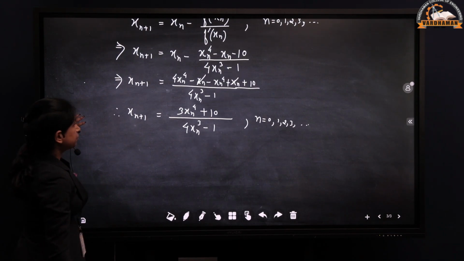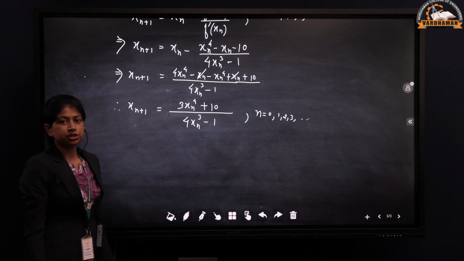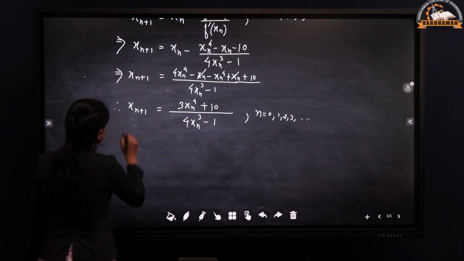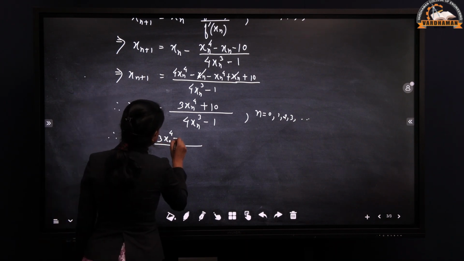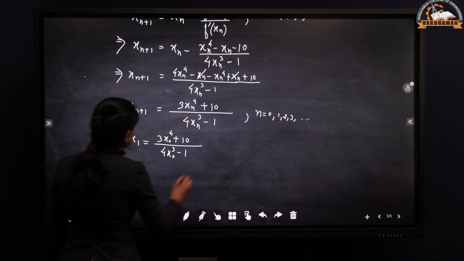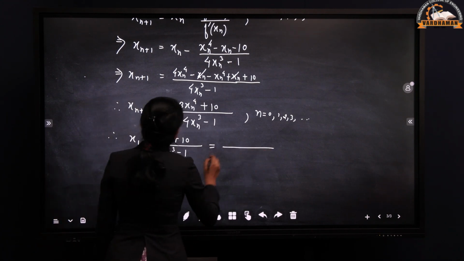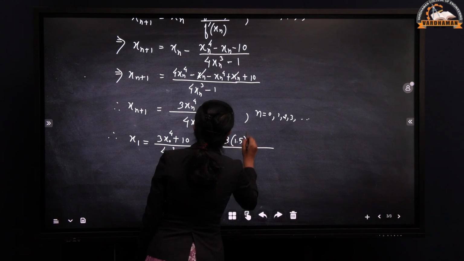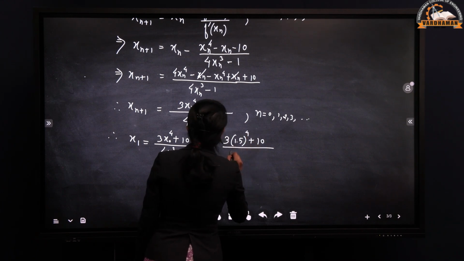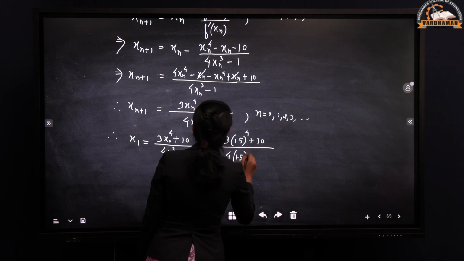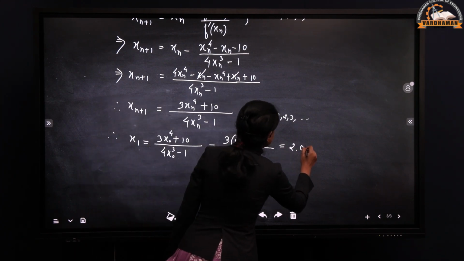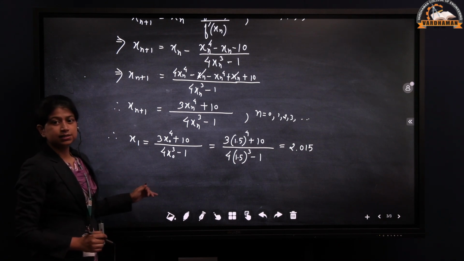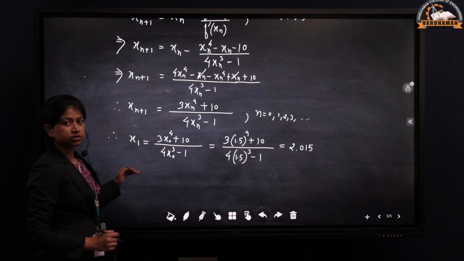So now what will be the first approximation? For getting the first approximation, we need to put n equal to 0. So you will get x1 as 3x0^4 plus 10 by 4x0^3 minus 1. What was x0? x0 is 1.5, so 1.5^4 plus 10 over 4 into 1.5^3 minus 1. This will give you 2.015. Now similarly we can get the successive approximations x2, x3 and so on.